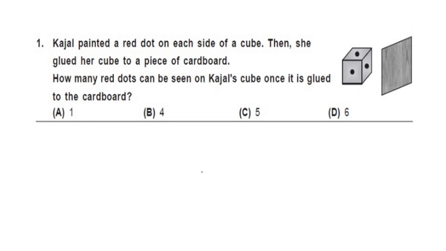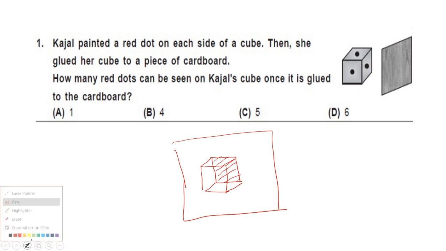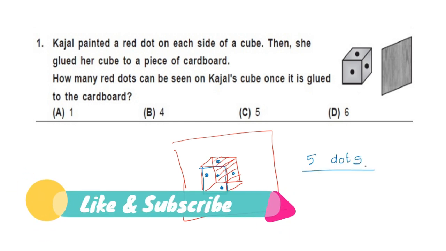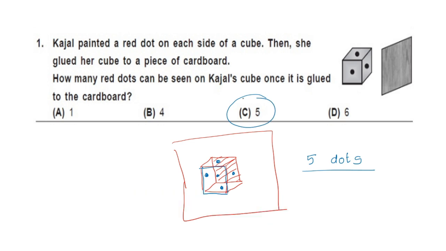Well, let's solve this together. Now, if I draw a cube, which is something like this, and if I glue one side, that means this one side will be glued so that it sticks to the cardboard, while the other sides will be visible. So, if we look at this, we have one dot here, one dot here, one dot below, one dot here, let me make this bigger, and one dot right in the front in this square. That means we have in all 5 dots that will be visible if one side is stuck to the cardboard. So our right answer is option C, 5.